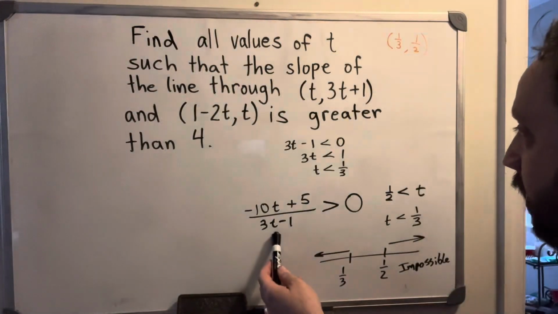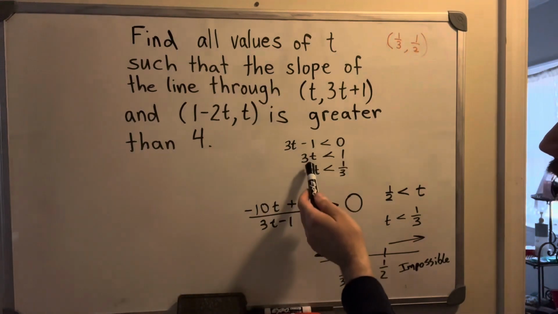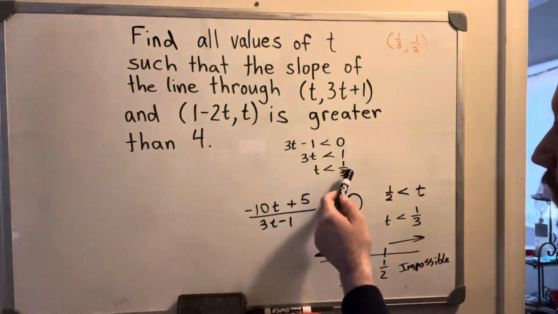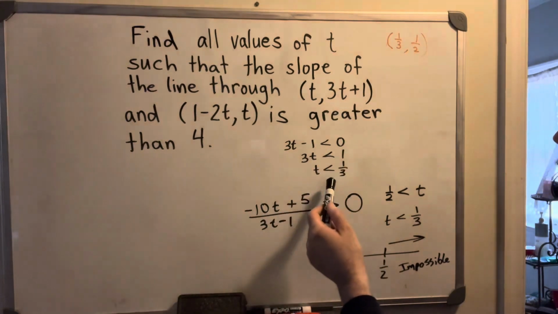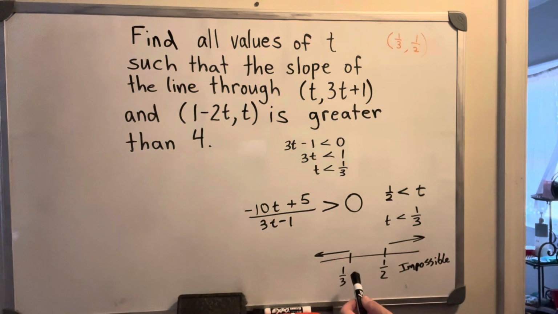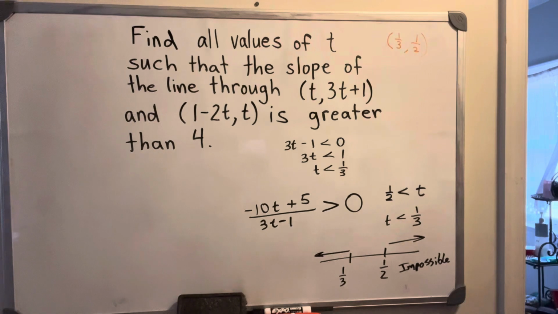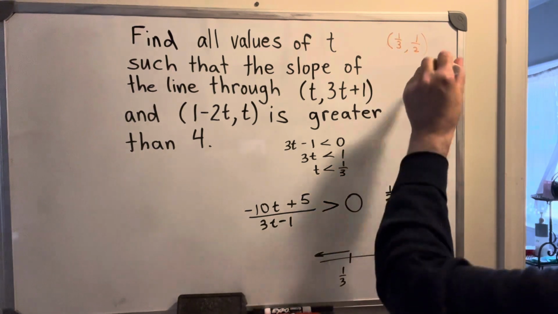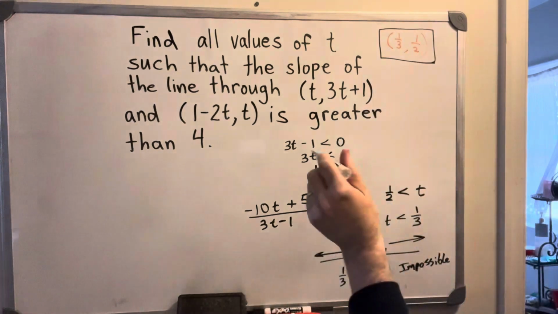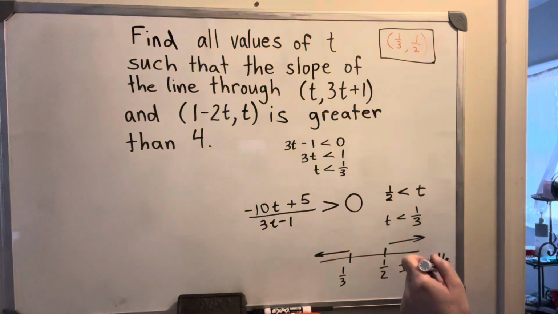Here's the case of the denominator being negative. 3t minus 1 less than 0. Move the minus 1 over. 3t less than 1, divide both sides by 3, t less than 1/3. But we already had t greater than 1/2, and here's a picture to show that it's impossible for t to be less than 1/3 and greater than 1/2 at the same time. So it's impossible for both numerator and denominator to be negative. So that leaves the only case for the answer to the problem where the slope is greater than 4 in the open interval from 1/3 to 1/2.